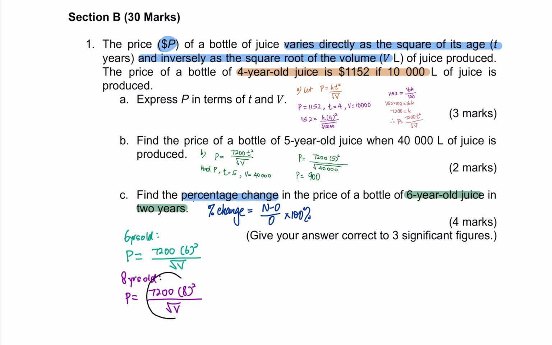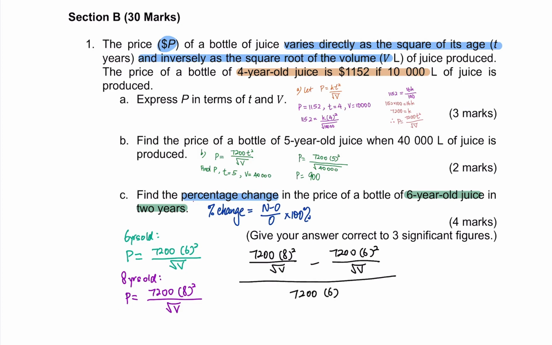So it's already in price. So this whole new thing minus the old thing. Now I'm not calculating the answers yet because I want to do something else. Divided by the old thing times 100%. What to do next?